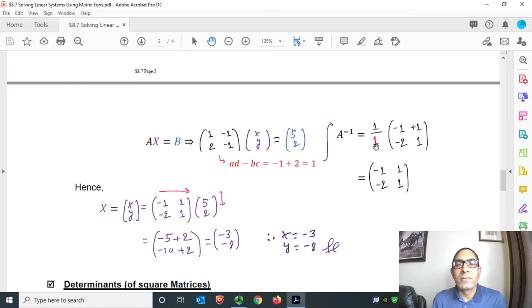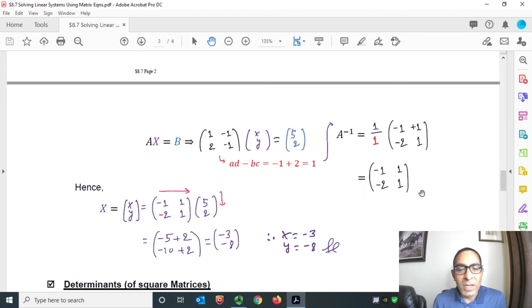So this one is here. So 1 over AD minus BC times the matrix formed by switching the positions of this diagonal, minus 1 and 1, and for the other diagonal, simply multiplying by negative 1. So this becomes minus 2, this becomes plus 1. I hope this makes sense to you all. Then 1 over 1 is 1. 1 is the multiplicative identity, so we don't need to write 1 here. So it's simply the matrix with entries minus 1, plus 1, minus 2, plus 1. Great.